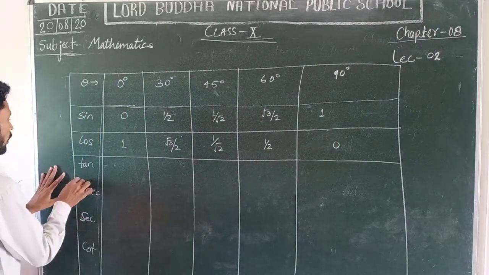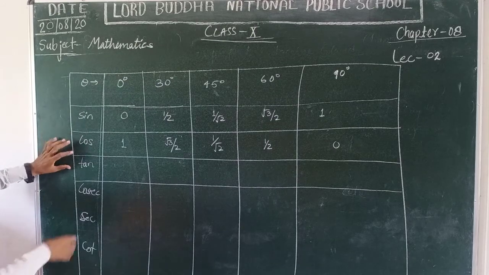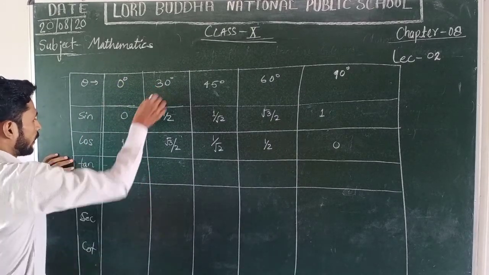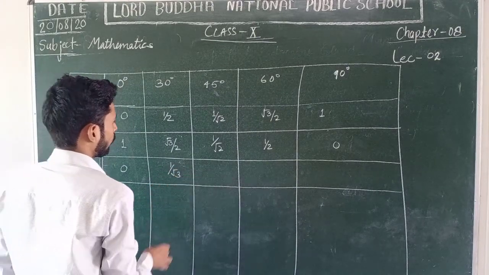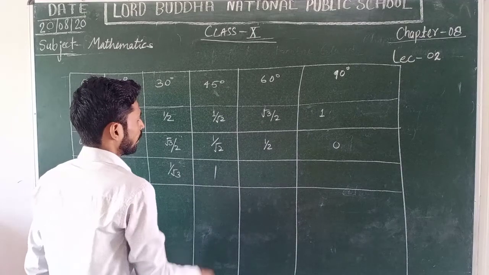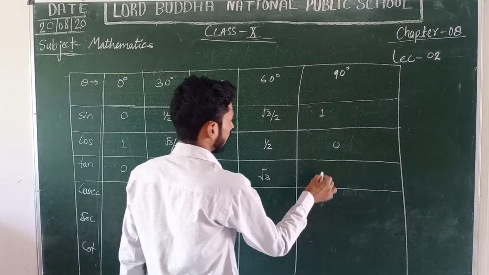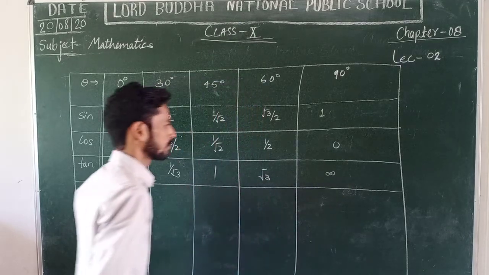Next term is tan. Tan 0 equals 0, tan 30 equals 1 by under root 3, tan 45 degree equals 1, tan 60 degree is equal to under root 3, and tan 90 equals infinite.